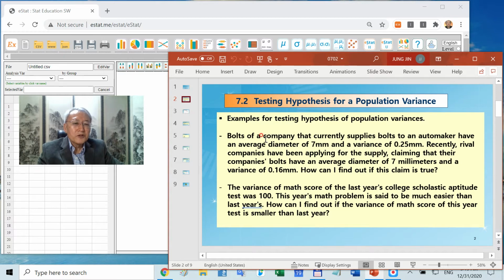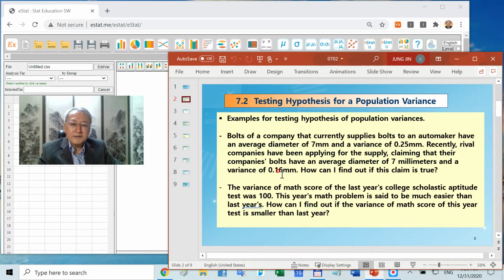Suppose you belong to a company which produces some bolts, and you supply to some automobile maker. I expect you have an average diameter of 7 millimeters, but variance is 0.25. Recently, a rival company said they produce a better product. In a sense, the average is the same and the variance is 0.6.